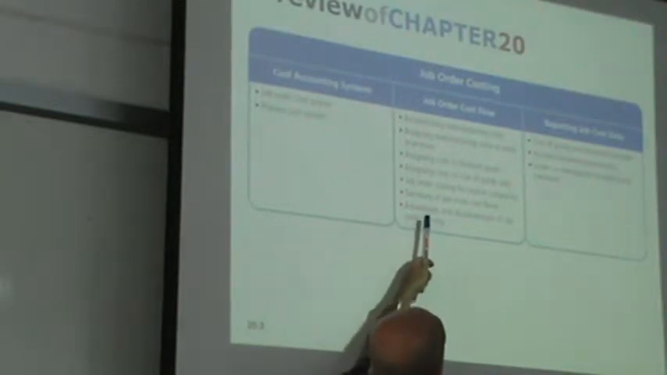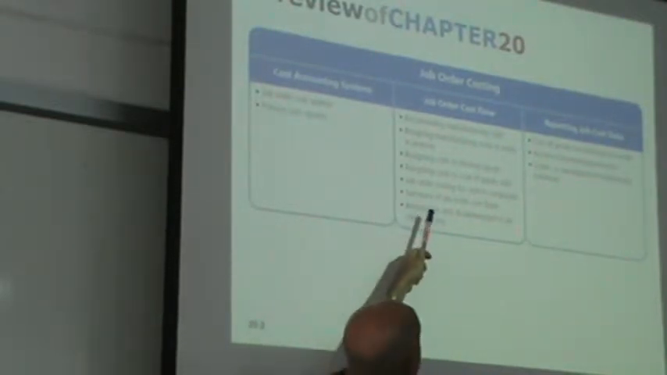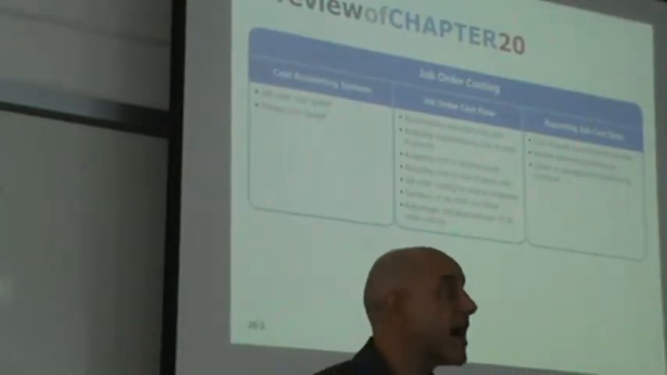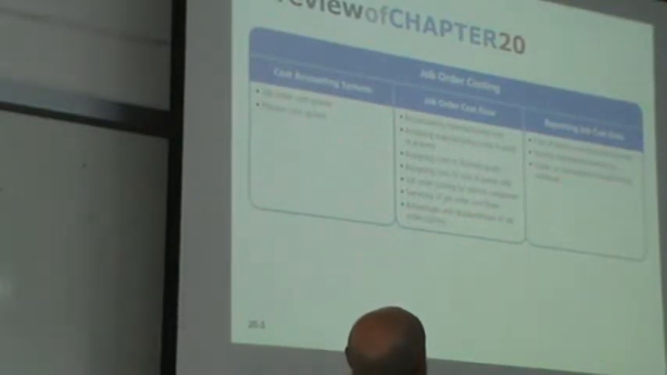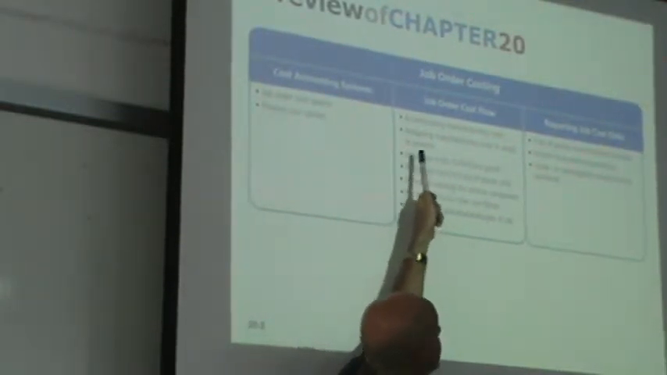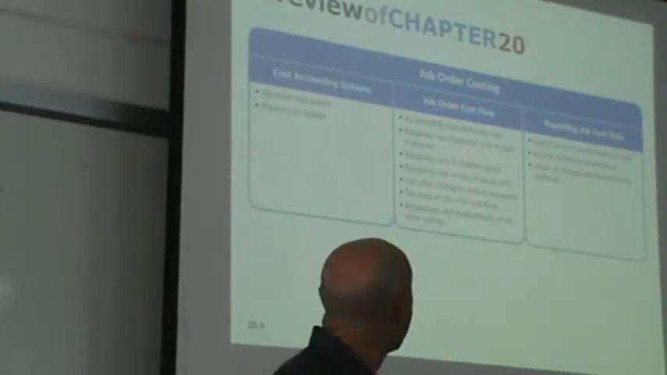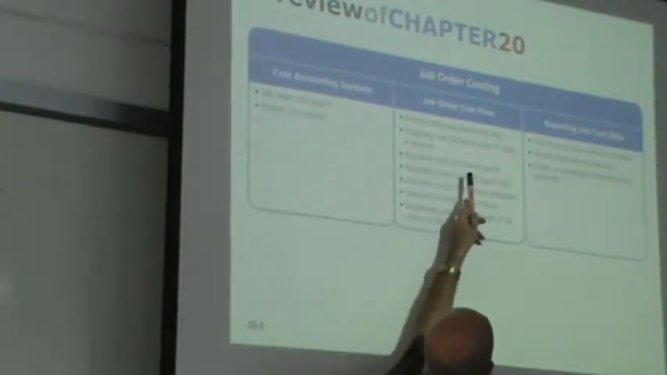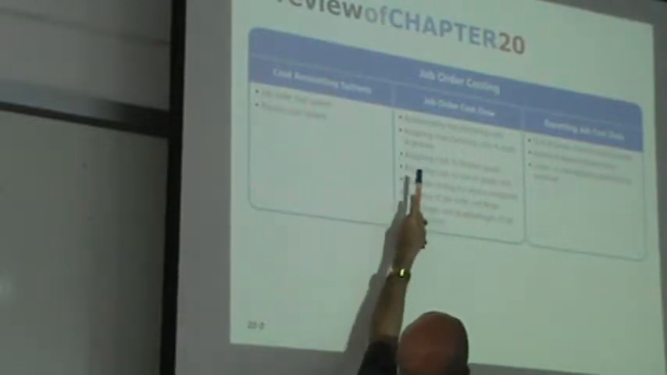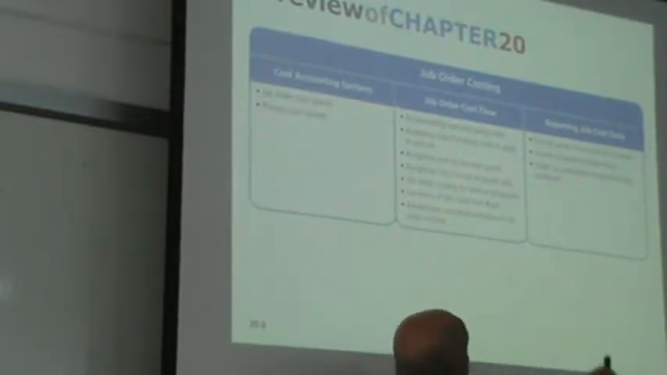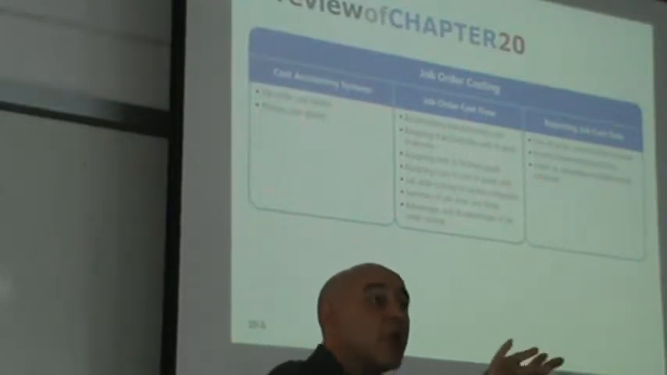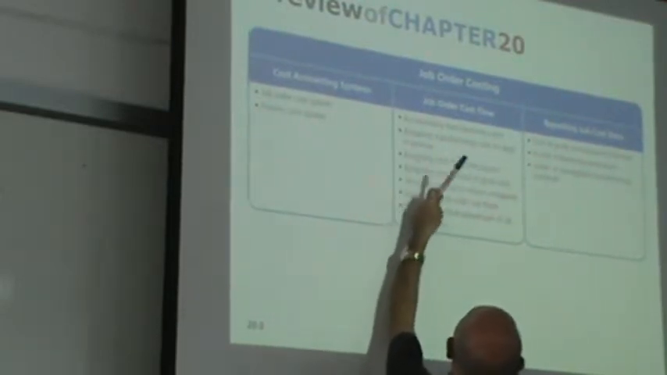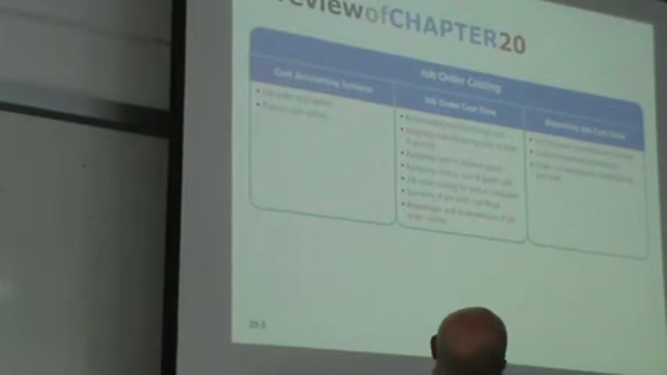Then we go through what is called the cost flow. And the cost flow will tell you how you accumulate manufacturing costs, then how you assign manufacturing costs to work in process. From work in process, you move to finished goods. And then from finished goods to cost of goods sold. So this is what the flow is. The flow is from manufacturing costs to work in process to finished goods to cost of goods sold.